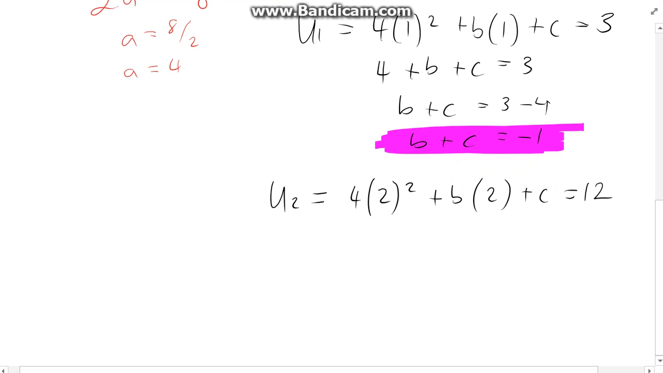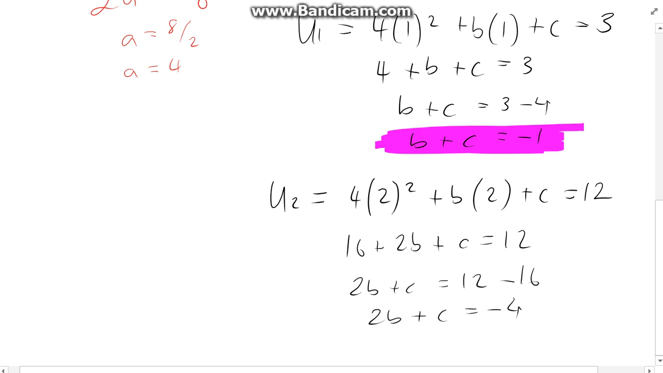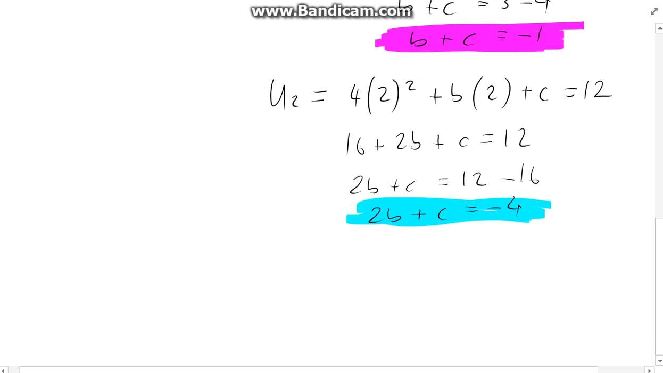So I'll have 2 squared is 4, by 4 is 16, plus 2b plus c is equal to 12. 2b plus c is equal to 12 minus 16. 2b plus c is equal to minus 4. As I said, I have 2 equations, 2 unknowns, so I'm going to have to do a simultaneous equation to find the value of b and c. So b plus c equals minus 1, and 2b plus c equals minus 4.